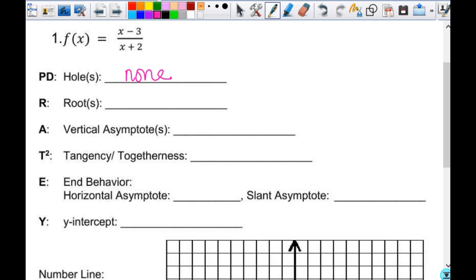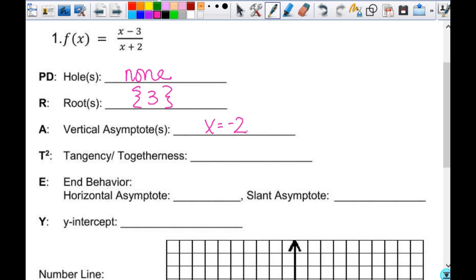Do we have any roots? Yes, and I wrote it as roots instead of x-intercepts, so that'll be easier to write. What is it? 3. Is it possible not to have any roots at all? Yeah, totally is. Do we have any vertical asymptotes? Yes, -2. That's when you set the denominator equal to 0, so we got x equals -2.